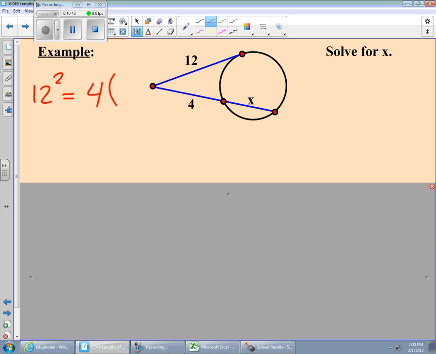4 plus x. Okay, what do you think? Is it 4 times x? 4 plus x? What is it? It's plus. It's two lengths that are being combined together.